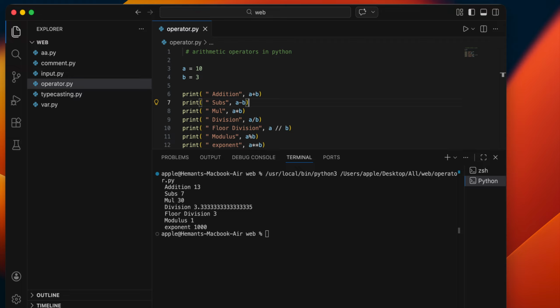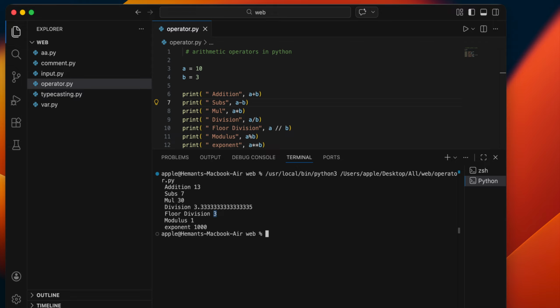Division, now pay attention here, division 10 divided by 3 gives us 3.333. In Python, the forward slash operator always returns the float value, even if the result is a whole number. Next is floor division, right? So 10 floor divided by 3 gives us 3. So it removes the decimal part and gives us only the integer value here.